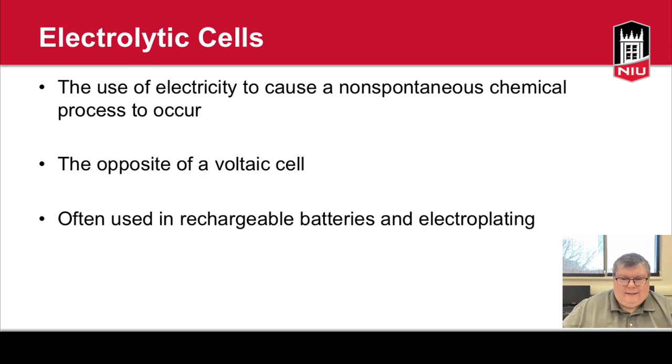Now, electrolytic cells, on the other hand, use electricity to cause a non-spontaneous chemical reaction to occur. It is the opposite of a voltaic cell, and it's often used in rechargeable batteries and electroplating. Okay? So an electrolytic cell is basically the reverse process of a voltaic cell. It's causing something non-spontaneous to occur.